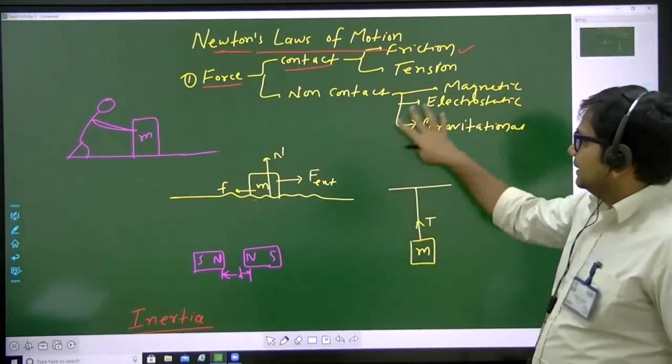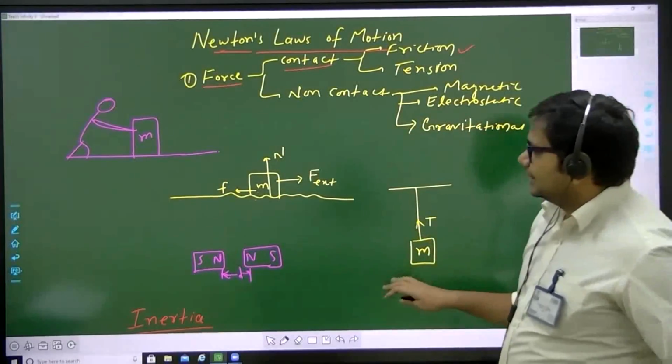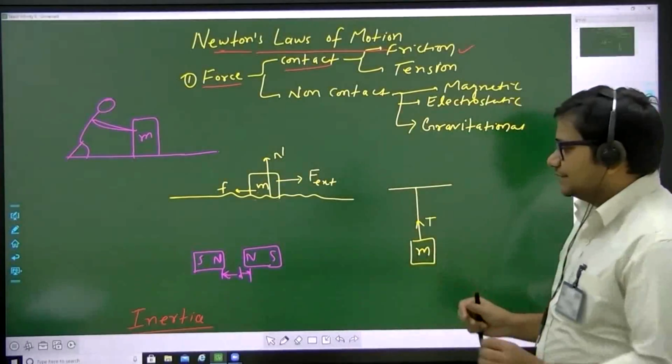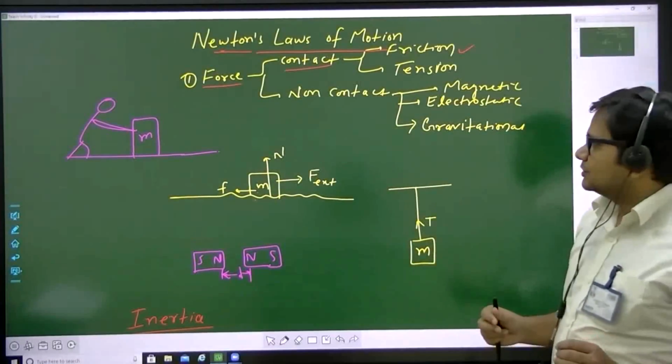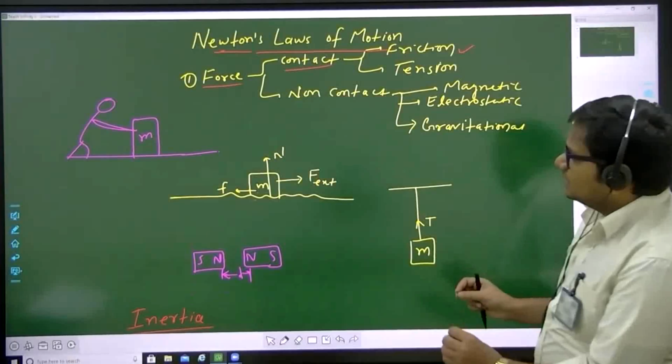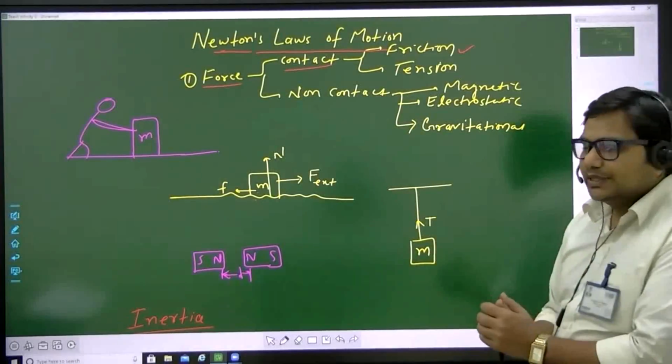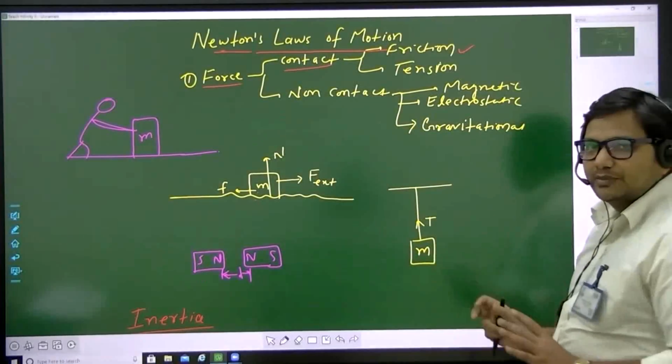For example, this board, the digital board, is in a state of rest with respect to me because I am seeing this board continuously at the same position. It's not changing its location with the passage of time.